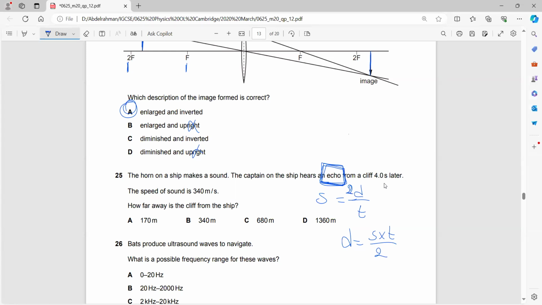340 times 4 divided by 2, which would be 680. To find the distance in an echo, speed times time divided by 2.